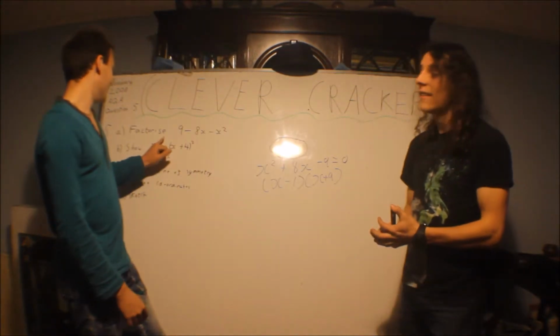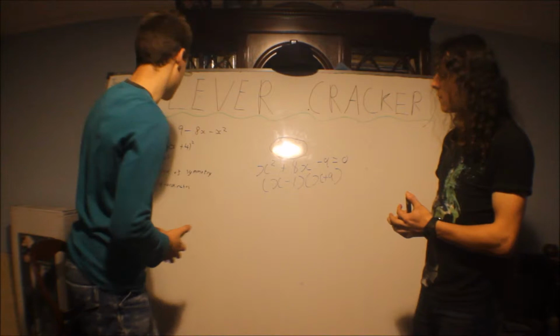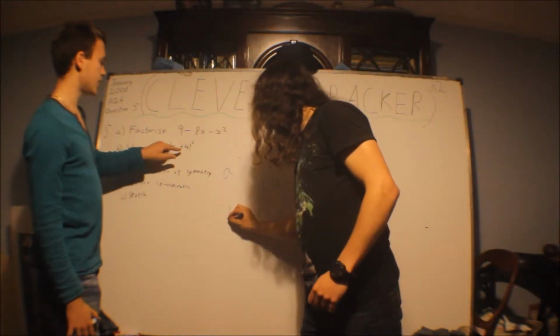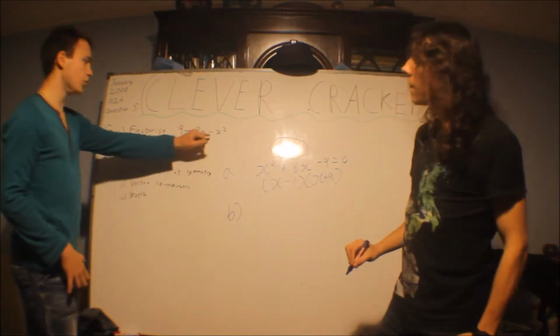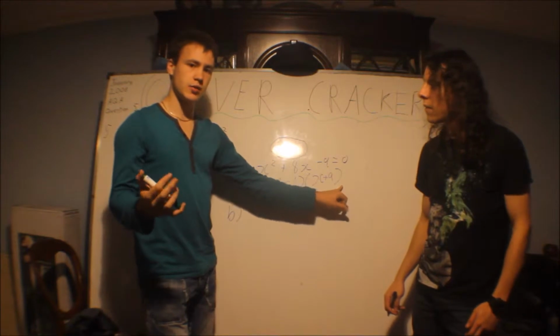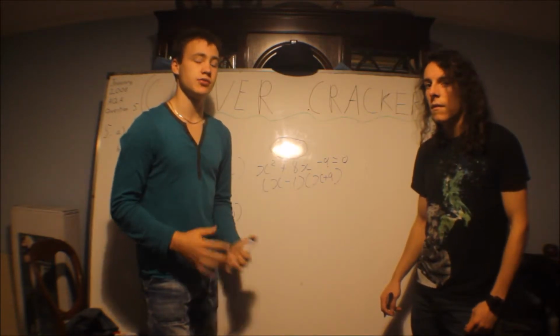So, that's that factorised. That's all you need to do at this stage. So, straight on to part B. Show that 25 minus x plus 4 squared is equal to this. Now, this is factorising it, but completing the square does sort of put it in a bracket. It's just a different method.